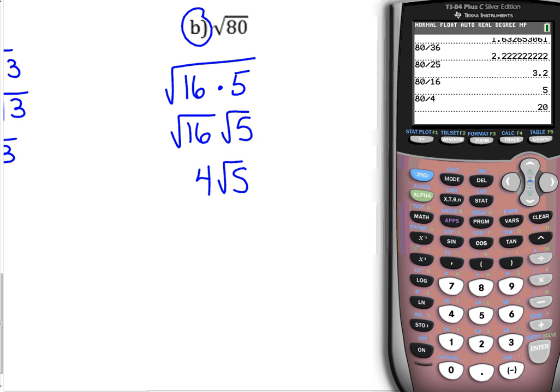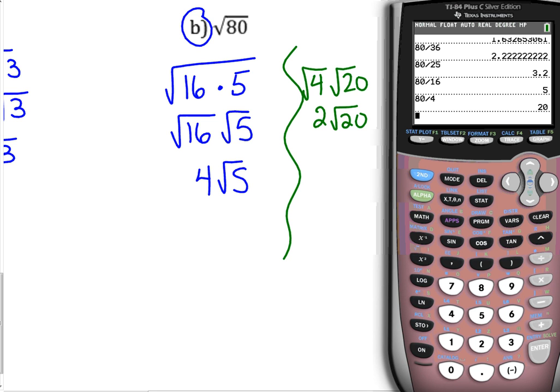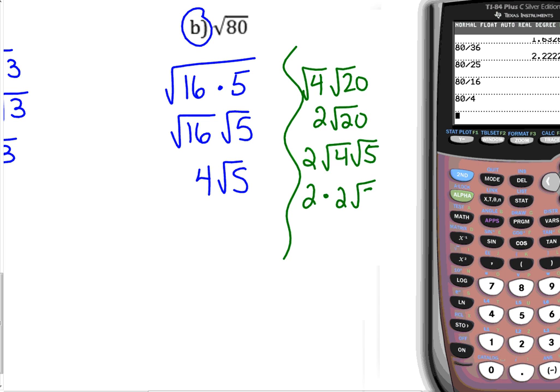On a side note, if you did choose 4, so you broke it into root 4 times root 20, or 2 root 20, can you simplify 20 further? Is 20 fully simplified? So the question is, is there a perfect square that will divide into 20? Yeah, so it's not fully simplified. What perfect square goes into 20? 4. So you can break that down even further. And square root of 4 is 2, so it turns into 2 times root 5, or 4 root 5.